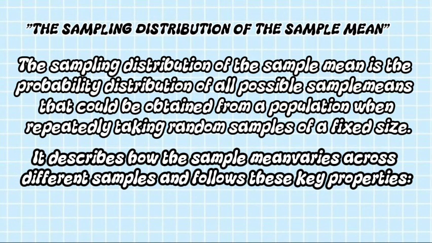Sampling distribution of the sample mean. The sampling distribution of the sample mean is the probability distribution of all possible sample means that could be obtained from a population when repeatedly taking random samples of a fixed size. It describes how the sample mean varies across the different samples and follows these key properties.